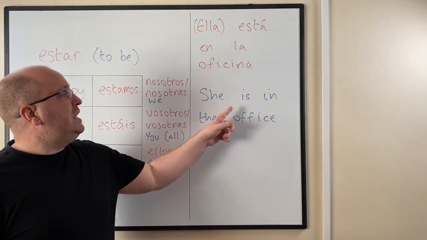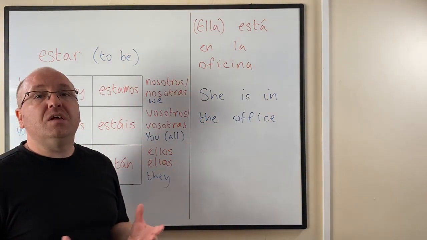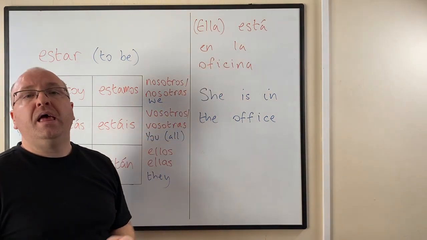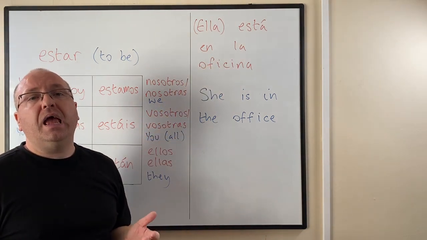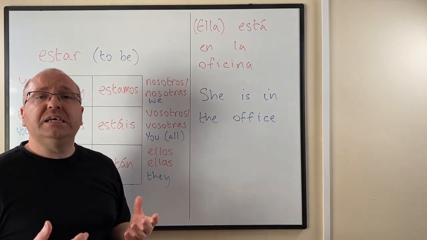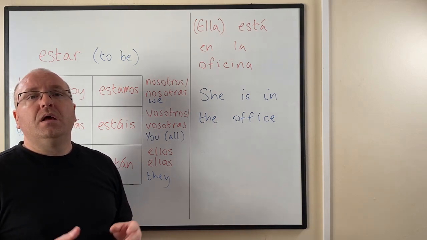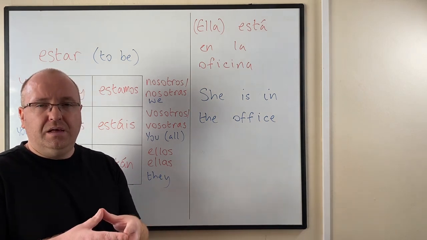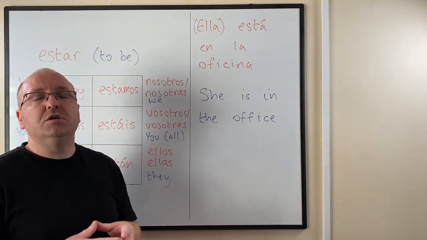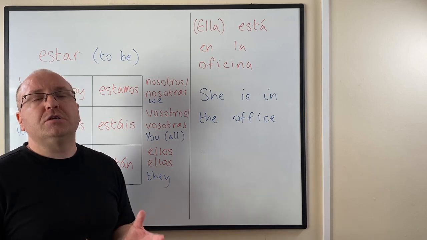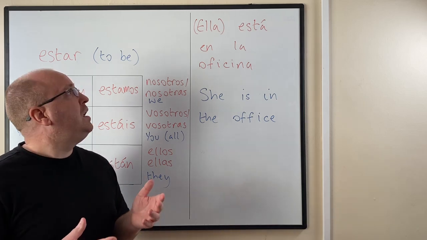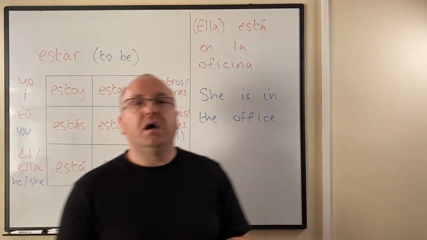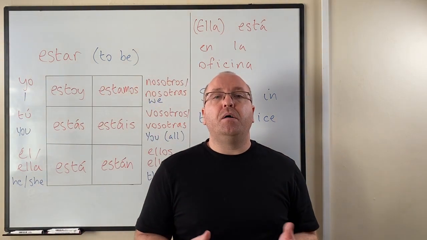So, she is in the office. Ella está en la oficina. Now, unless we wanted to specify that it's she, not he, is in the office, we don't need to use the pronoun she. So in natural Spanish speech, we would say está en la oficina. Okay, so now let's check out another verb.